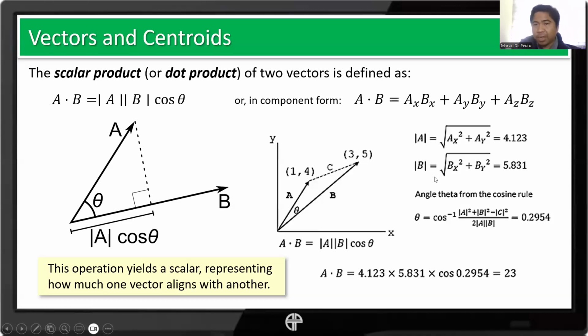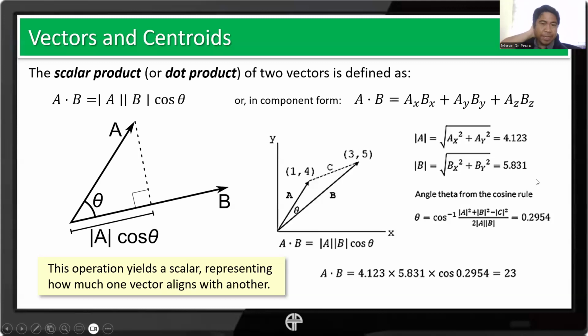Just substitute them in this formula. So 3 squared plus 5 squared equals this one. Don't forget the square root. So the square root of 34 is 5.83.